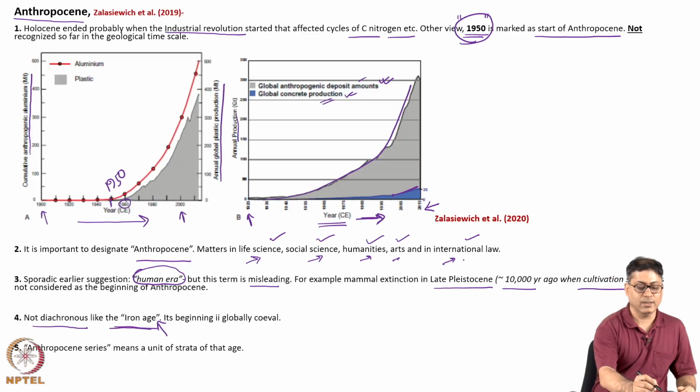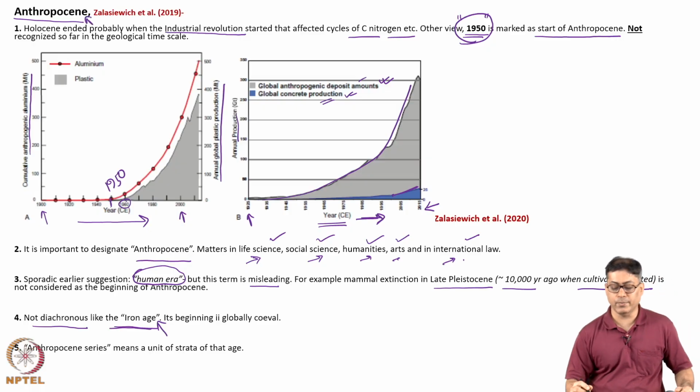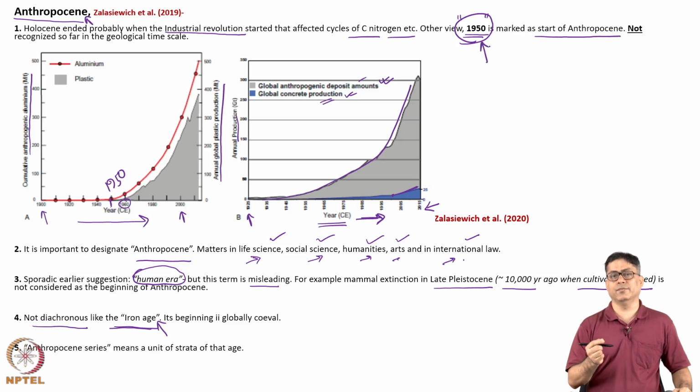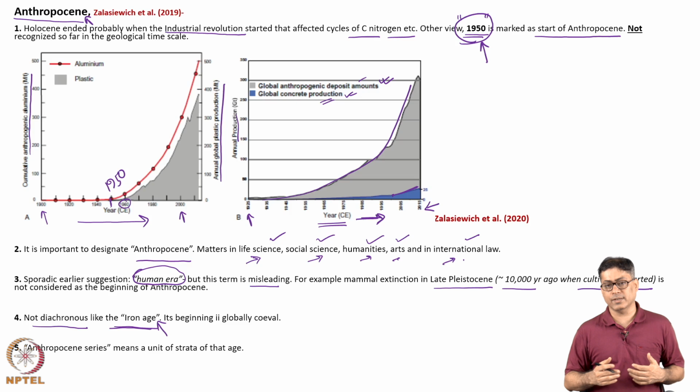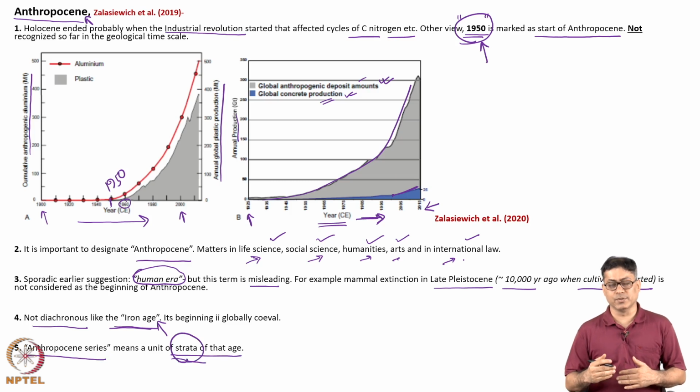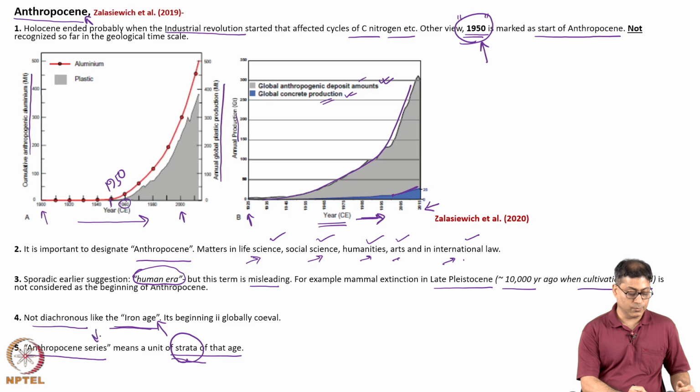On the other hand, Anthropocene has been recognized as time parallel. 1950 we can pinpoint; this is approximate, there can be a few years here and there, but in the geological time scale of tens of years or hundreds of years, 2-3 years do not matter. So, the word Anthropocene series has also been used to mean a unit of strata, the real rock. From 1950 onwards, whatever sediments got deposited, we may call it the Anthropocene series.